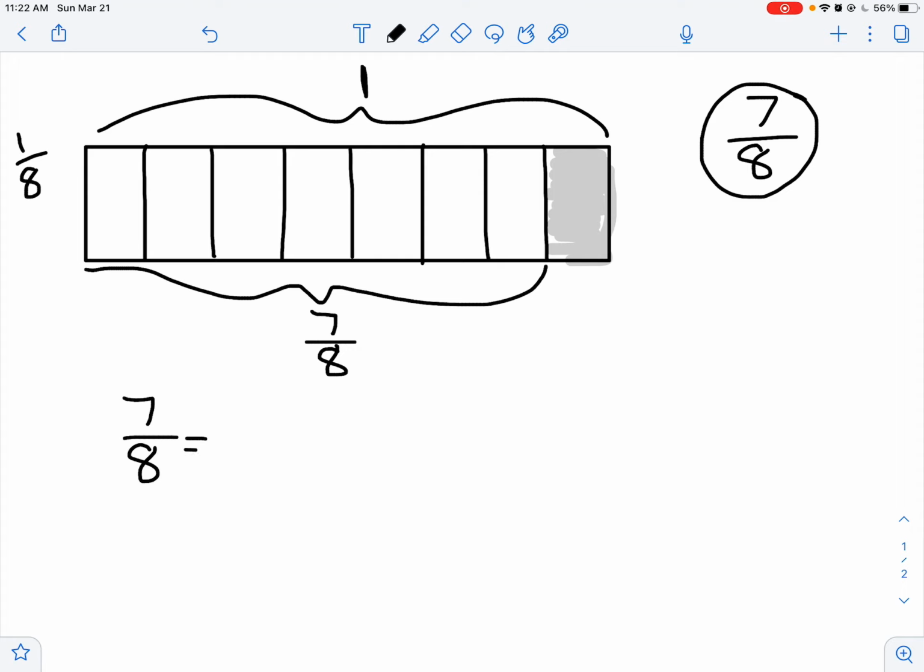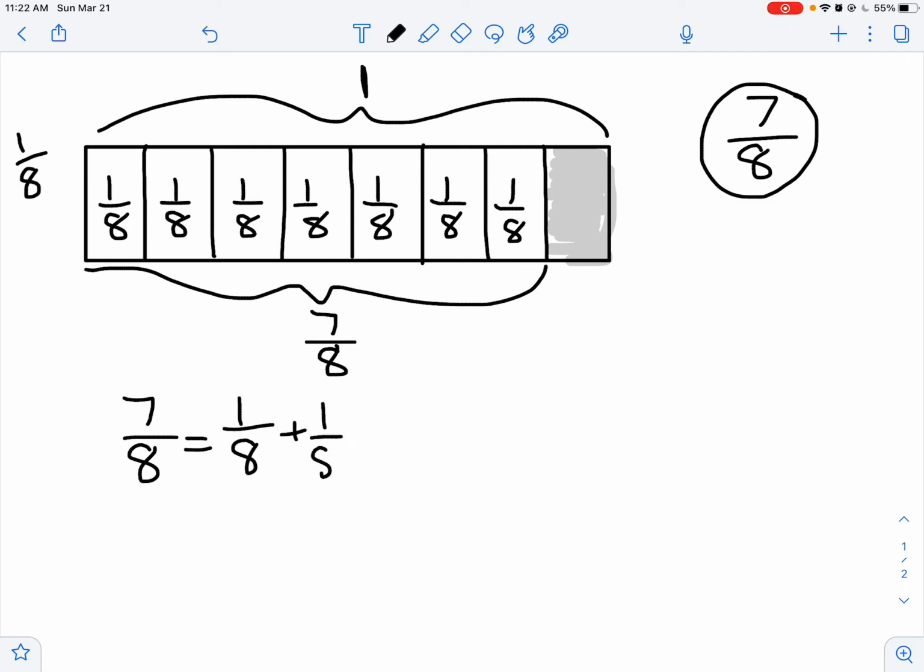So I can write 7/8 is equal to, well, the easiest one, even though it takes the longest to write, is I can just repeatedly write 1/8 plus 1/8 plus 1/8 plus 1/8. So I could write that all repeatedly, 7/8. 1, 2, 3, 4, 5, 6, 7.